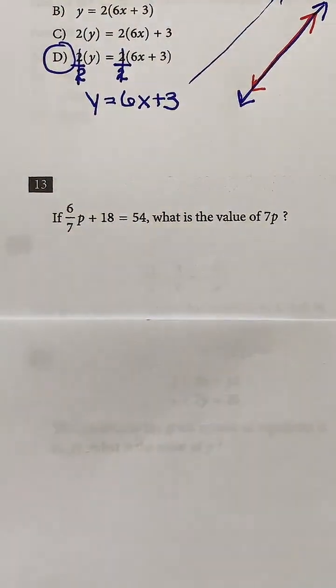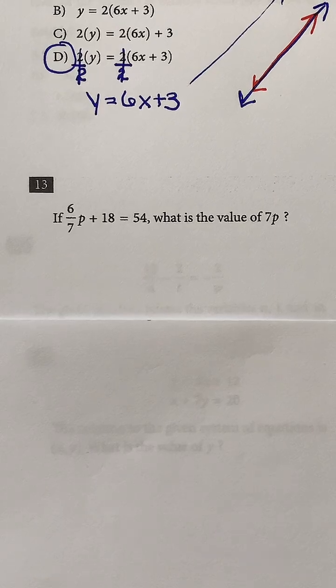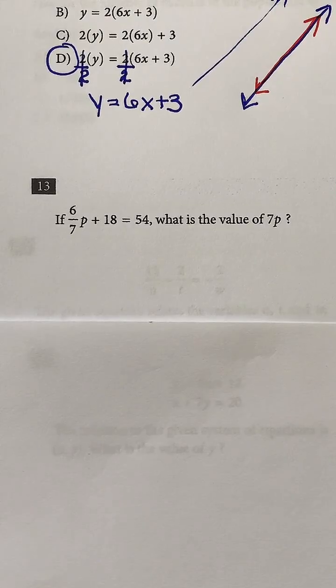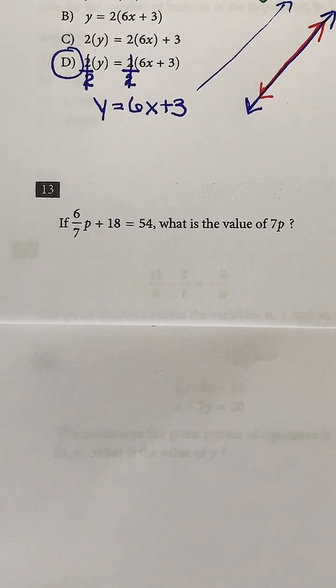All right. If 6/7 p plus 18 equals 54, what is the value of 7p? If 6/7 p plus 18 equals 54, what is the value of 7p?